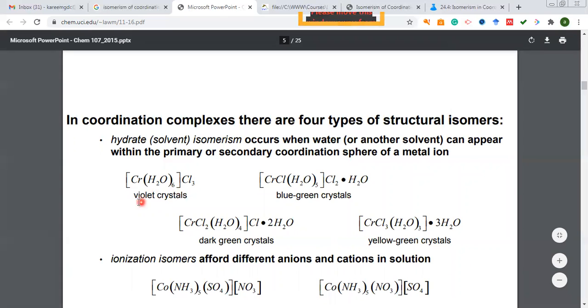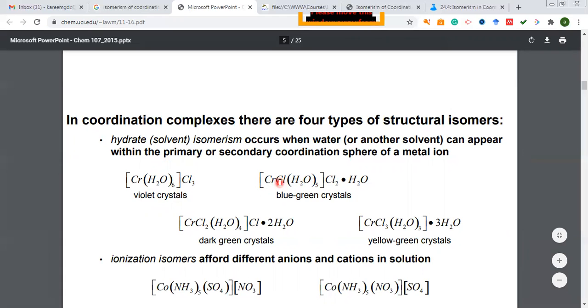The color of this crystal is violet. Here the ligands are water, and Cl minus is the counter ion, whereas this water acts as a neutral monodentate ligand. If one of these water molecules is exchanged with chloride, then look at the second example. What is the difference?